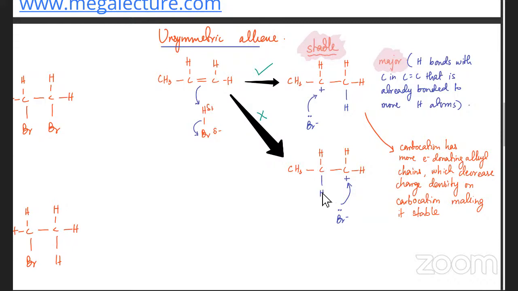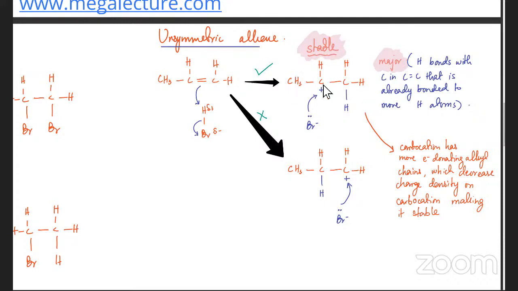So whichever carbon it bonds to, the other one becomes a carbocation because the H stole electrons from the double bond. So this carbon is electron deficient now because the double bonded electrons are with the H atom. H stole those electrons, this H over here. So the thing is that a carbocation that has more carbon chains is more stable. I mean, this one is more stable.